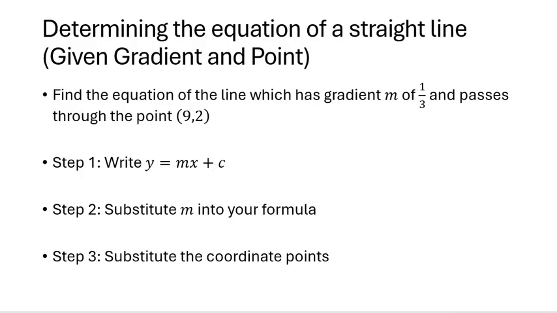Right, so this is the second method here. We are now determining the equation of a straight line, but we are not given a graph. We are actually given the gradient and we are given a coordinate point. When it says a point, that technically just means coordinate point.